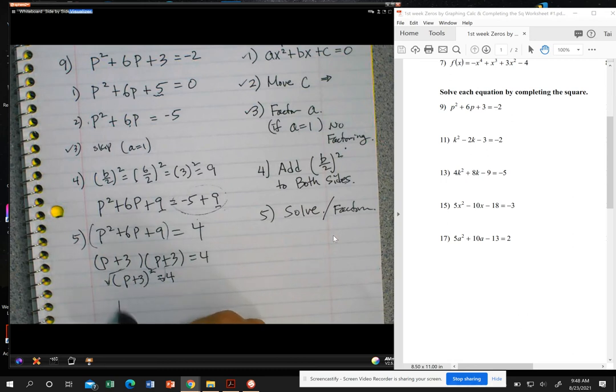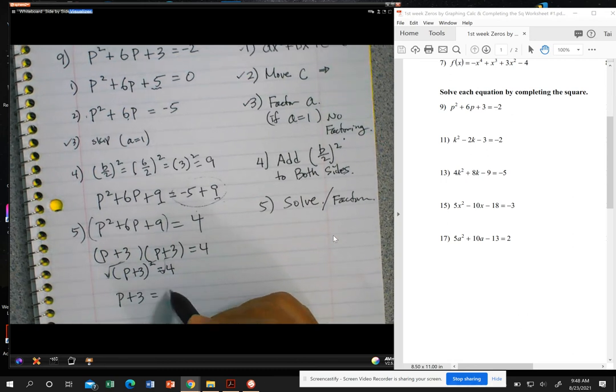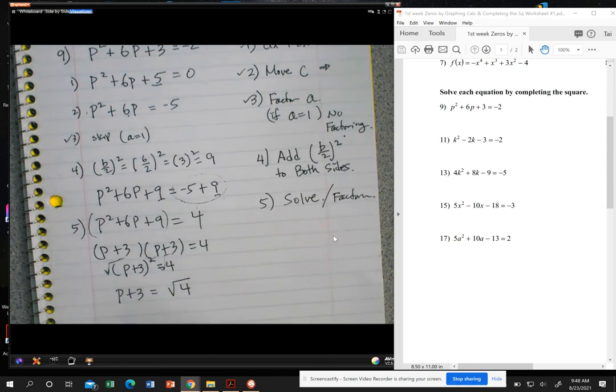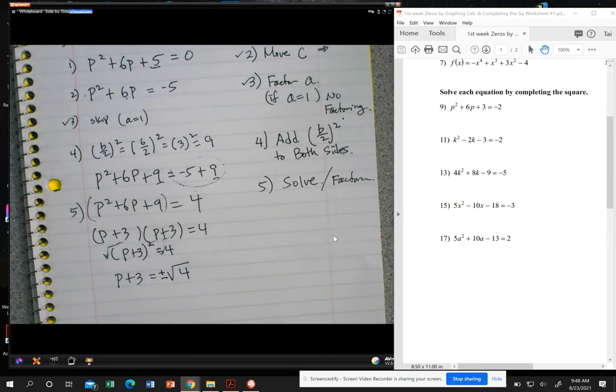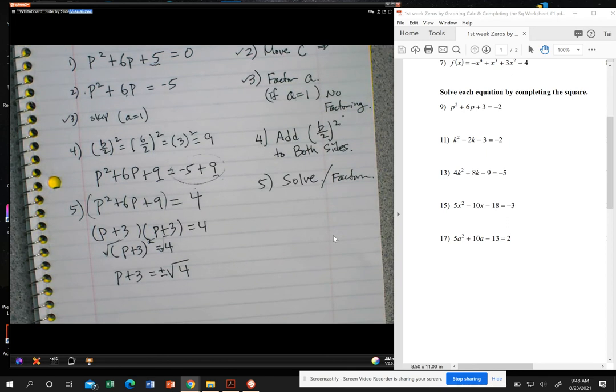So this is p plus 3. But when you take the square root of 4, don't forget to put plus and minus in the front. Don't ever forget to put plus and minus in the front, okay? And you bring 3 to the other side like that. So p is equal to negative 3 plus and minus square root of 4.